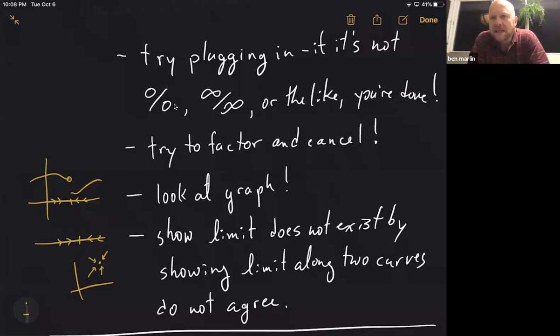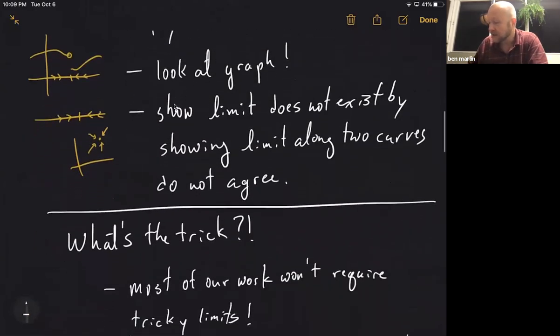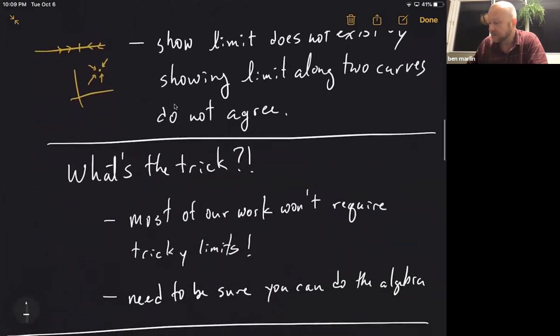So looking at graphs often gives us an idea of what's going on. If on the graph you can see two different ways to approach the same point, and it looks like your graph doesn't agree from those two directions, then that shows you how to set up your answer so that you can explain that the limit doesn't agree.